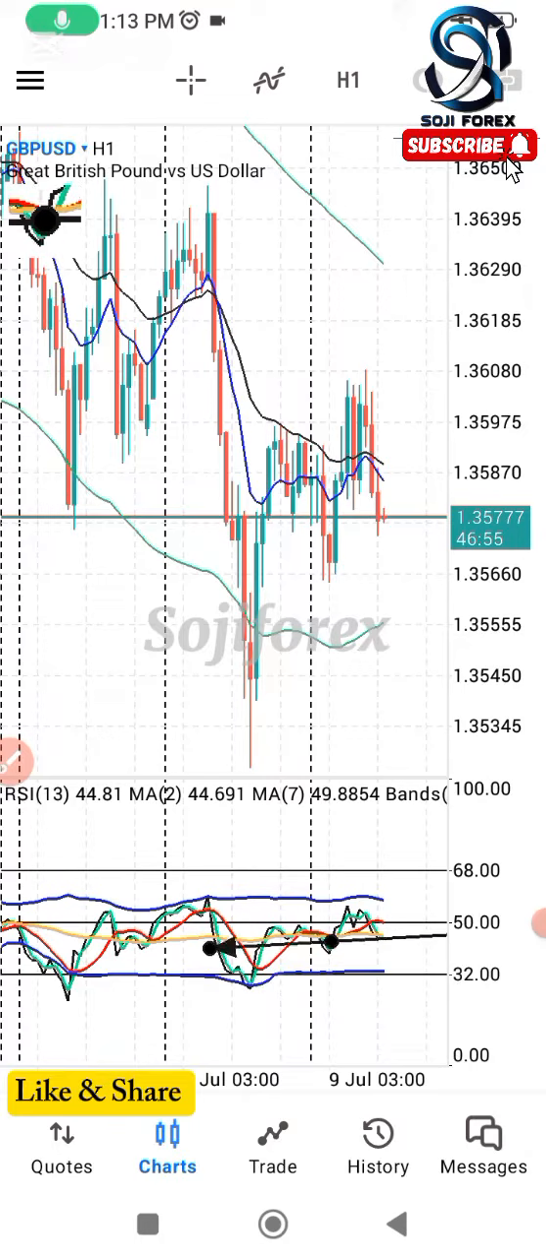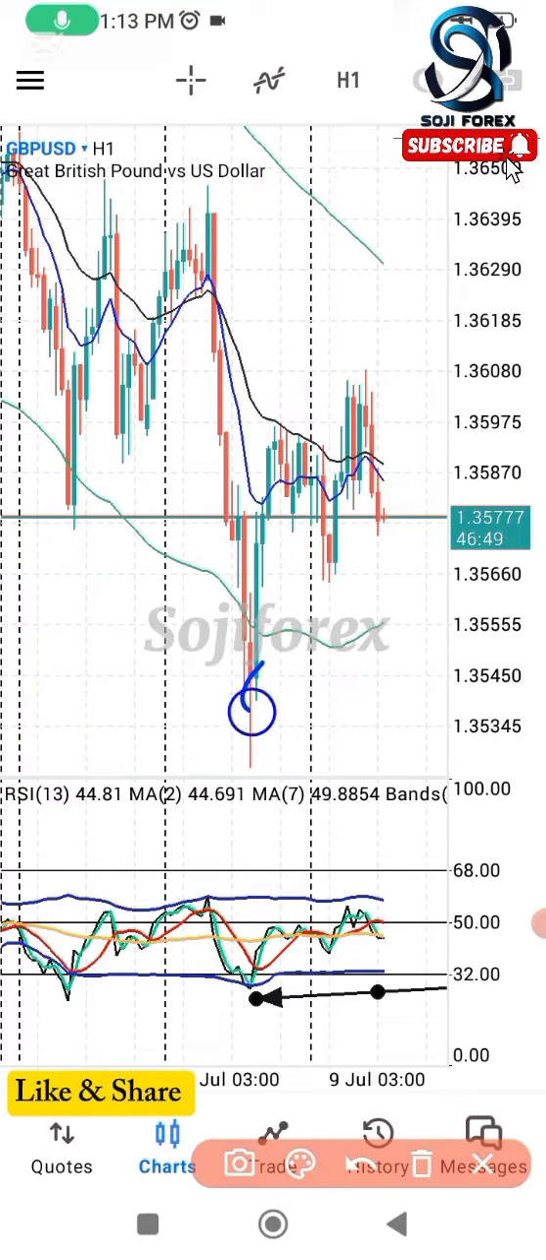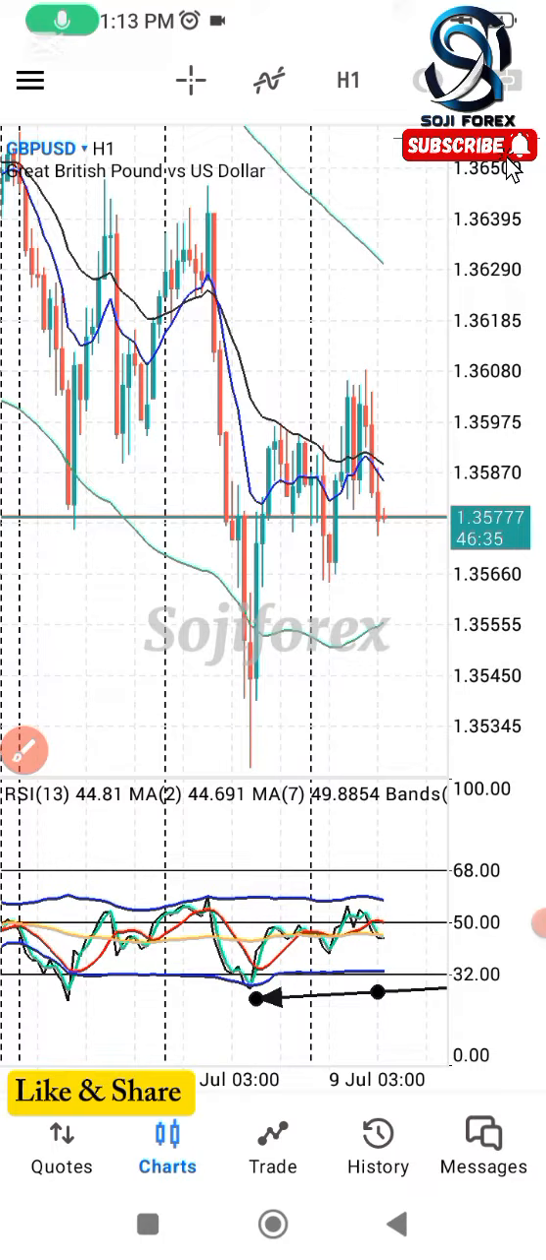Okay, so this green line is the price line. You can see it. Look here, we have price here, and you can see the green line is here. See the green line there. Anywhere you see price, that is where you will get the green line. The green line is our price line.